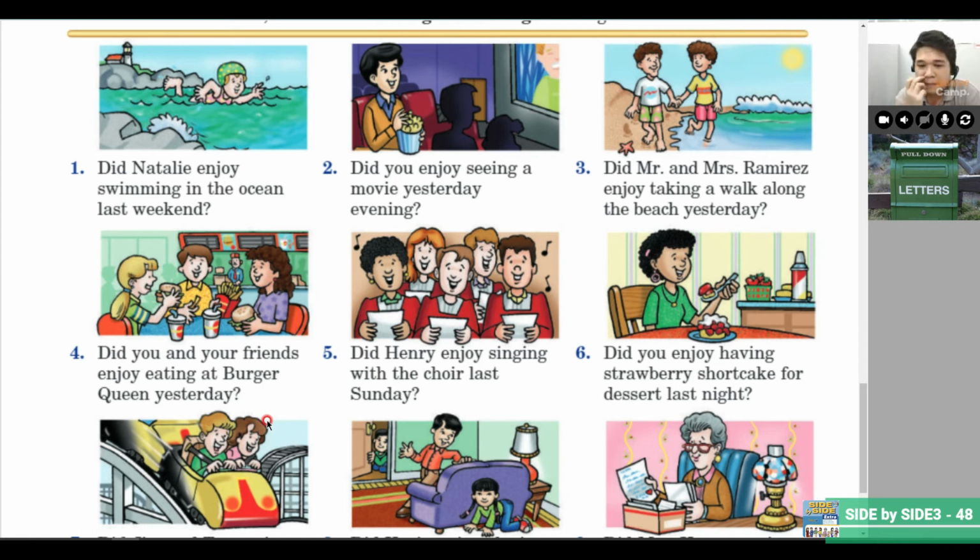Yeah. So I think we don't need to use enjoy. Okay, so we can just remove the enjoy. We can just use the past participle of, for example, seeing. We can use seen. But it's fine too if you use enjoyed seeing a movie. That's fine. But to make it shorter, I think it's better if we just use seen.